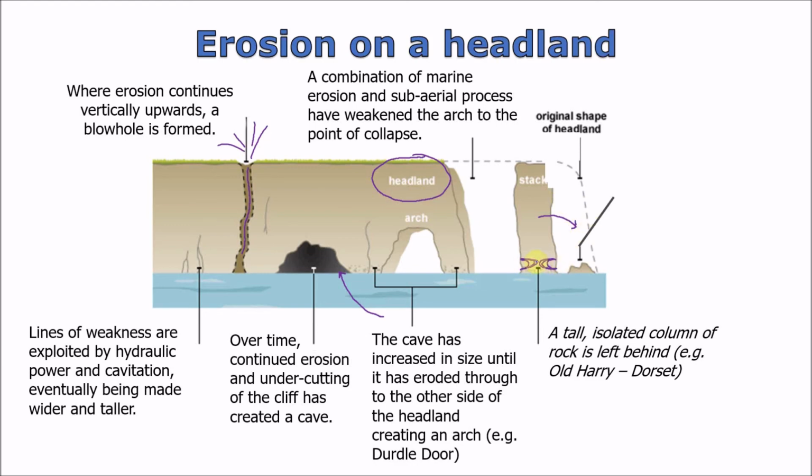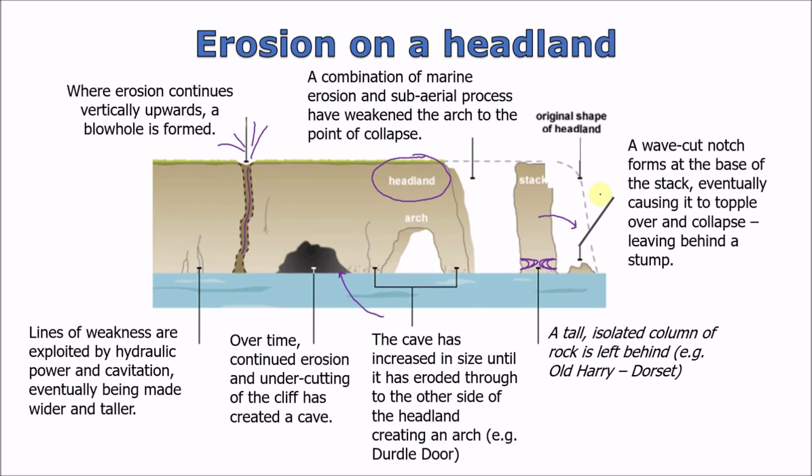It gets weakened at the base and then the stack topples over and collapses, and you're left behind with a stump. So in some cases we actually see on a headland all of these stages in action. We can identify caves, arches, stacks and stumps on one headland, but we also have to remember that the same headland could move from being a cave to an arch to a stack to a stump over time.